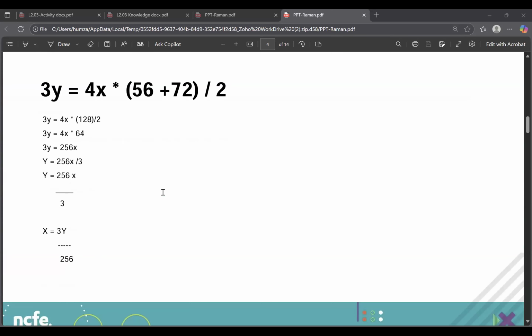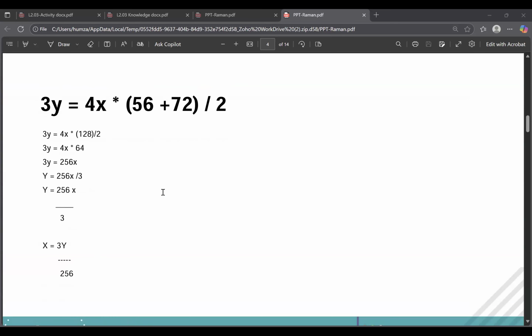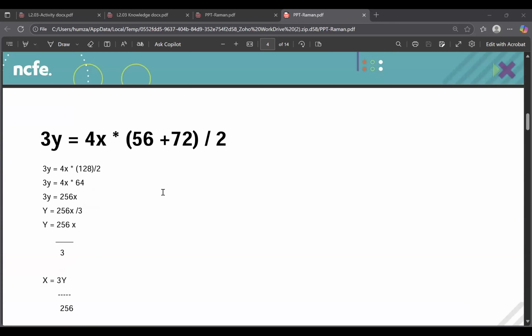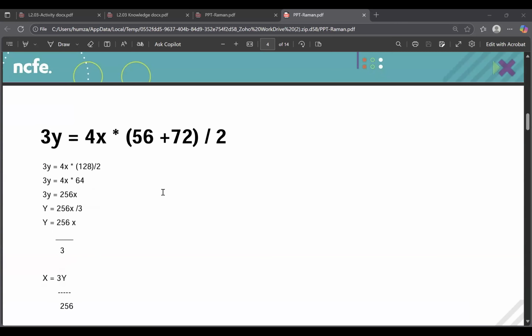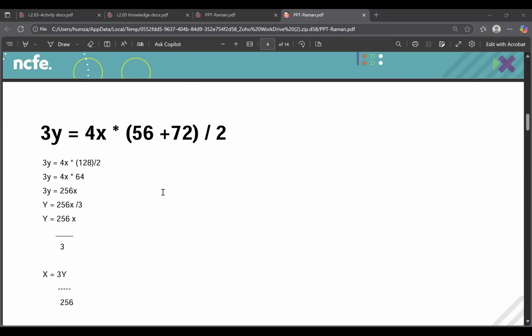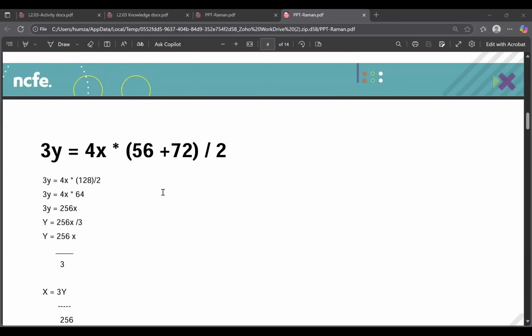Anyways, let's move on. So 3y equals 4x times (56 plus 72) divided by 2. Again, you do a similar equation here. Now we've changed it from x to y, so we've got to remember that. Yeah, so now it's turned to y.